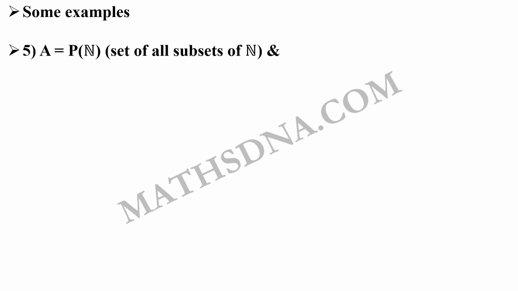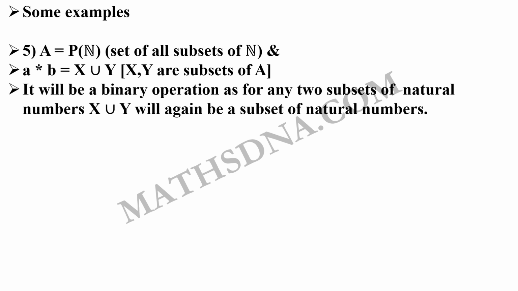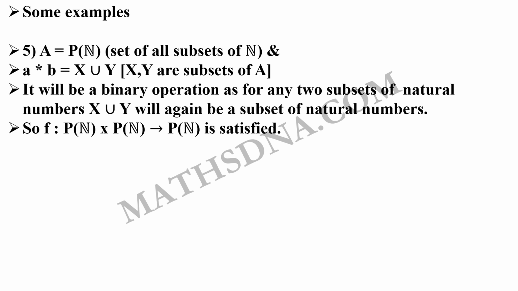Moving on to few more examples. The fifth one. Take A equal to P(N), that is the power set of N, that is nothing but the set of all the subsets of N, and define a star b equals X union Y, where X and Y are the subsets of A. Clearly this will be a binary operation because the union of two subsets will again give you a subset of the natural numbers power set. So it satisfies f from P(N) cross P(N) to P(N).